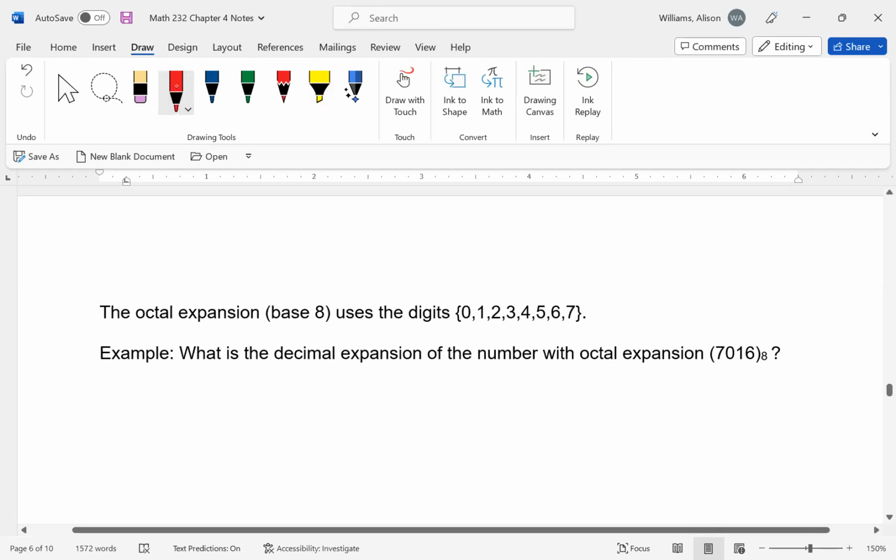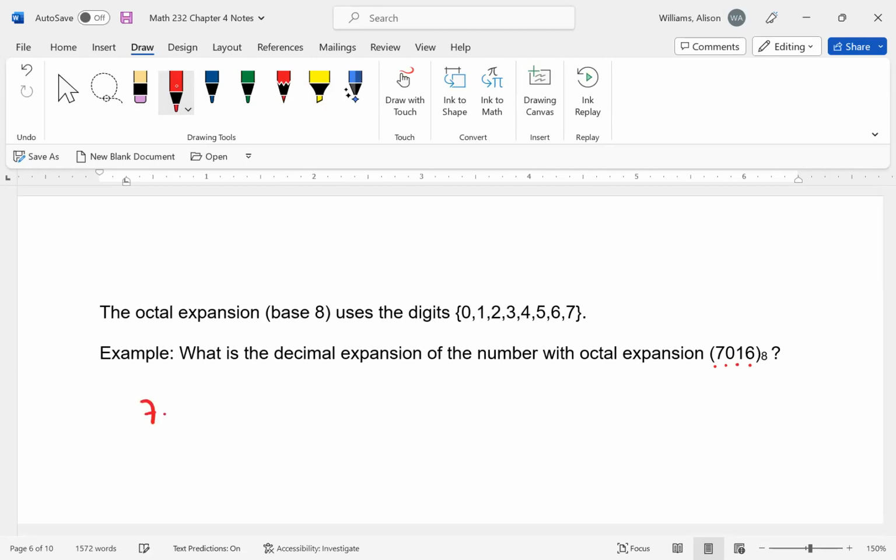Okay. So let's see. Let's count off. This is 0, 1, 2, 3. So this is going to be 7 times 8 cubed, 0 times 8 squared, 1 times 8 to the 1, plus 6 times 8 to the 0. So that's how it's written out, and it's the octal expansion. Okay. And if I do the calculation, let me go ahead and plug it into my calculator.